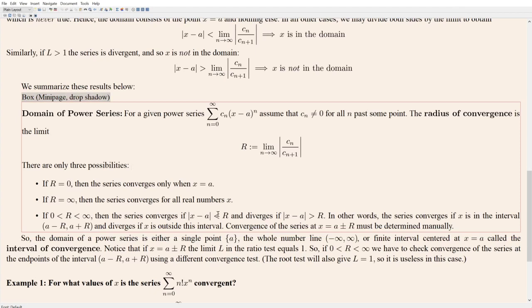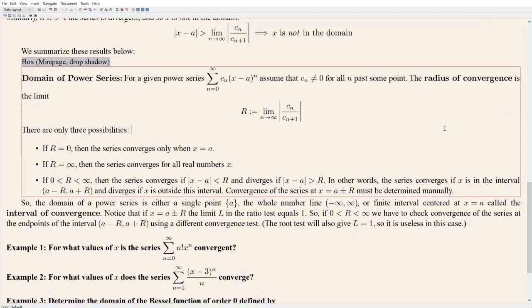Right? Because the absolute value of x minus a is the distance between x and a on the real number line. So draw a picture, and you can see that this is exactly the same as saying that x is in that interval. That's algebra 1 stuff. I don't want to go into too much detail there.